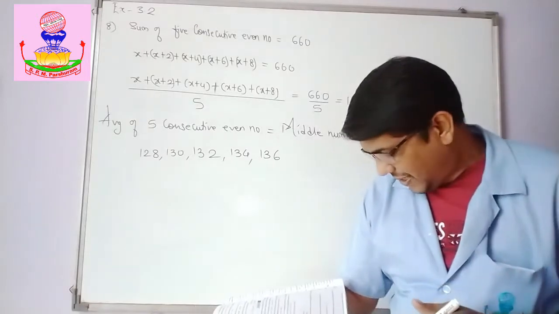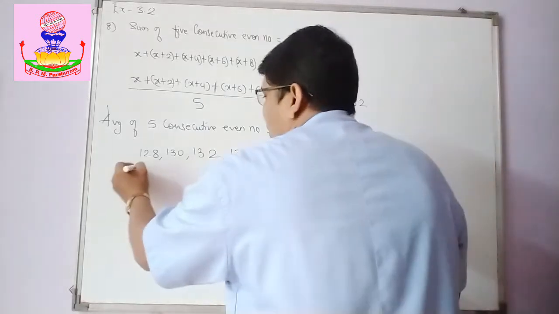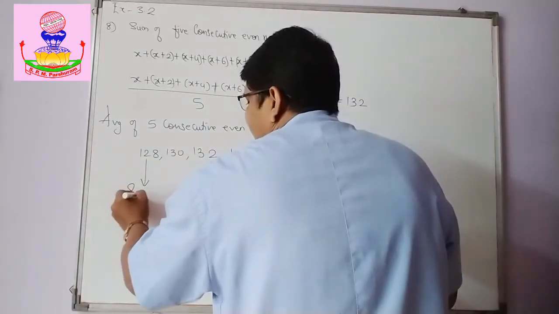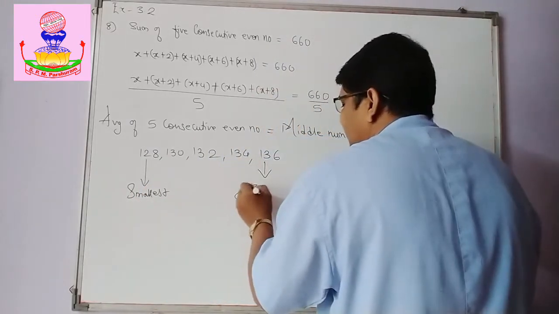Okay, now what do they say? What is the sum of the greatest and the smallest among them? So this is the smallest and this is the greatest.